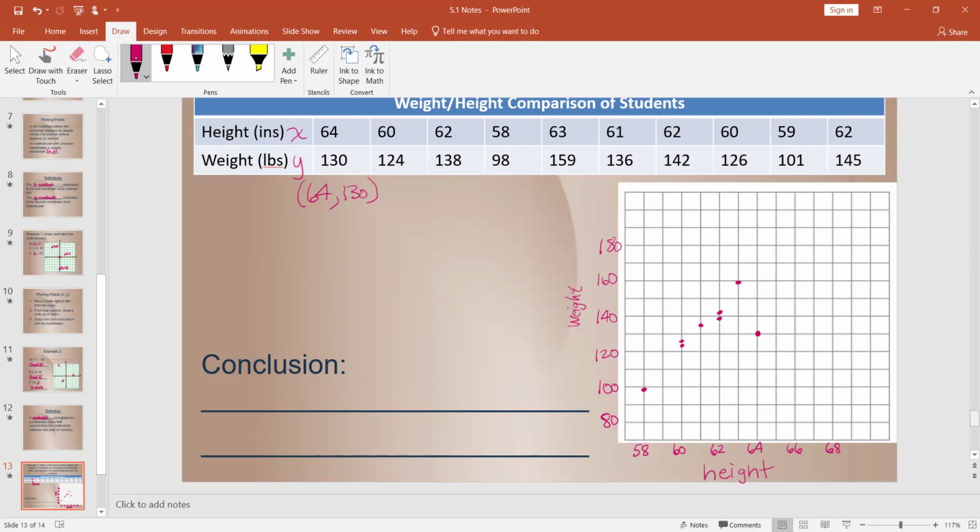So next one, 59, down to the left one, and then 101. So go to 100, and then just a smidge over. And then for 62, another 62, 145. So that one is a little bit above the other two. All right, so now we have created our scatter plot.